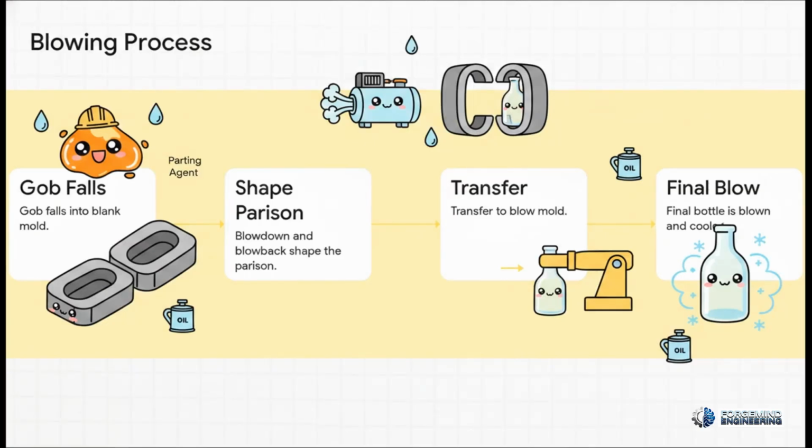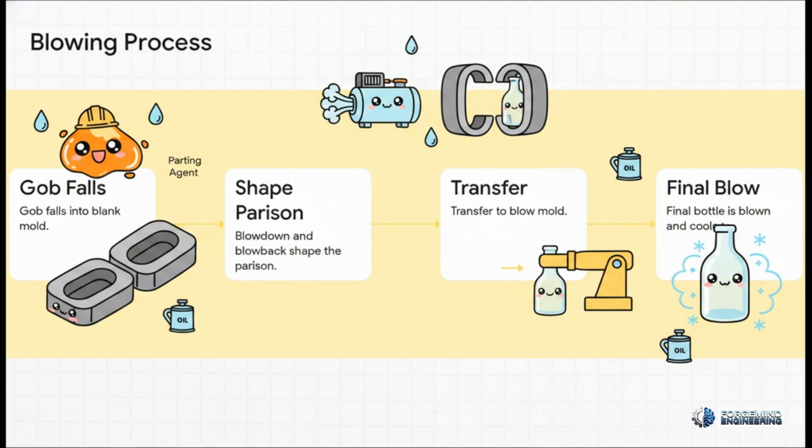Shifting to high-rate bottle production. Our key bottleneck is always cycle time, so we use a rapid blow-and-blow process. First, the gob falls right into a blank mold. Next, blow down and blow back shape the parison. After that, it transfers to the blow mold, and finally, the bottle is blown and cooled.